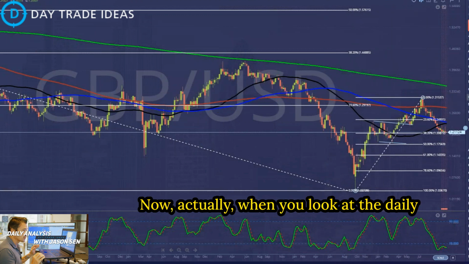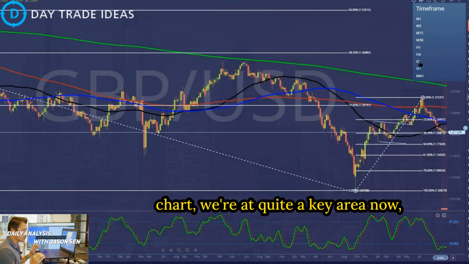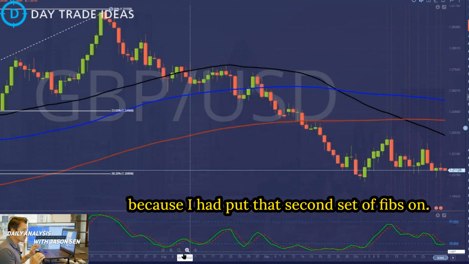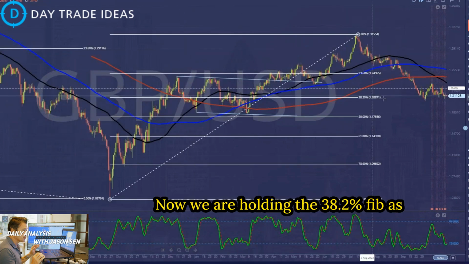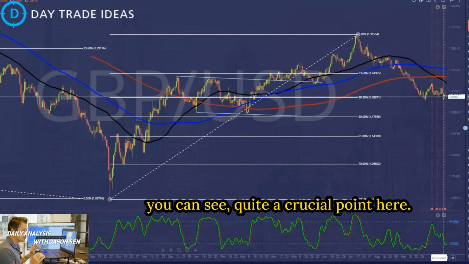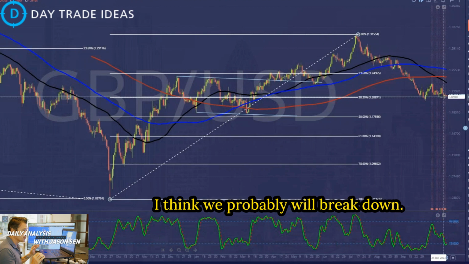Now, actually, when you look at the daily chart, we're at quite a key area now because I had put that second set of fibs on. Now, we are holding the 38.2% fib, as you can see. Quite a crucial point here. I think we probably will break down.